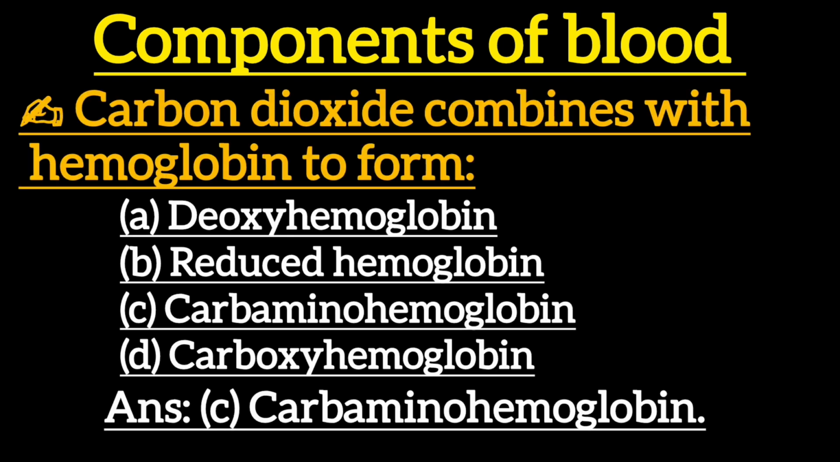Next one is carbon dioxide combines with hemoglobin to form option A deoxyhemoglobin, option B reduced hemoglobin, option C carbaminohemoglobin, option D carboxyhemoglobin. Correct answer is option C carbaminohemoglobin.